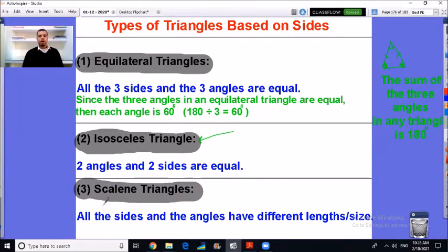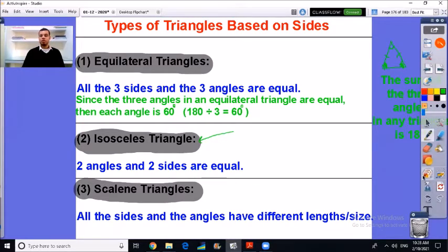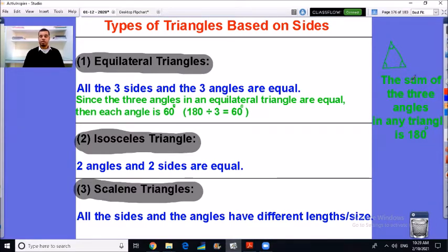Scalene triangles: all the sides and the angles have different lengths or sizes. So if all the sides here are not equal, look at this, none of them have any marks, the three sides are just different. If they have different lengths, that means the three angles are also different, which means this is a scalene triangle. And that's how we classify triangles based on sides.